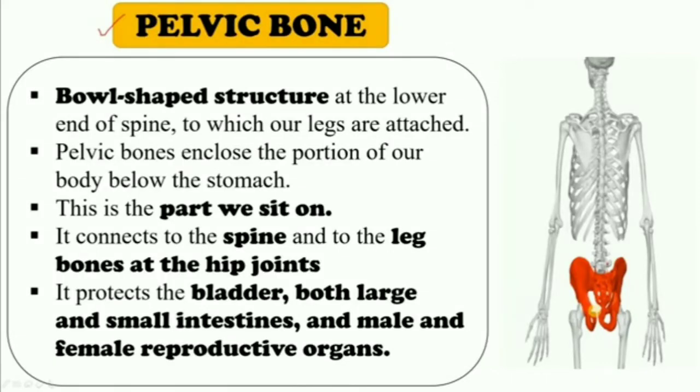Next one is the pelvic bone. It is a bowl-shaped structure at the lower end of the spine to which our legs are attached. The pelvic bones enclose the portion of our body below the stomach. This is the part we sit on. It connects to the spine and to the leg bones at the hip joints. It protects the bladder, both large and small intestines, and the male and female reproductive organs.